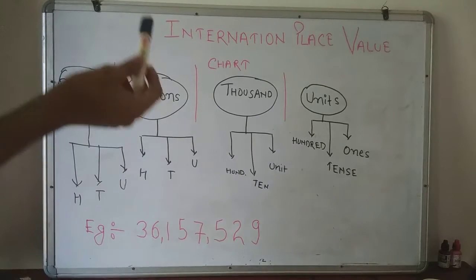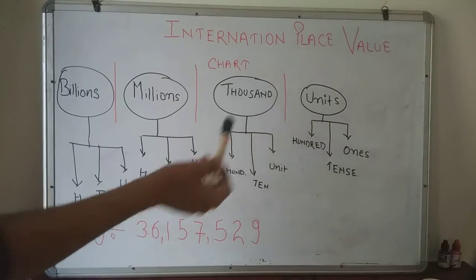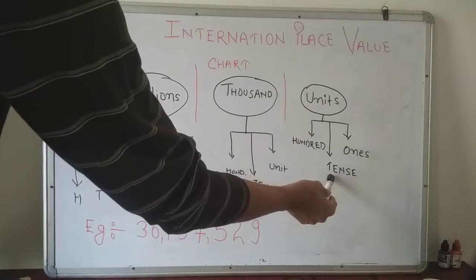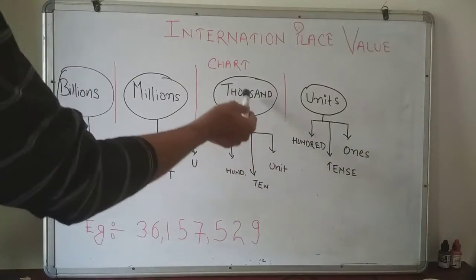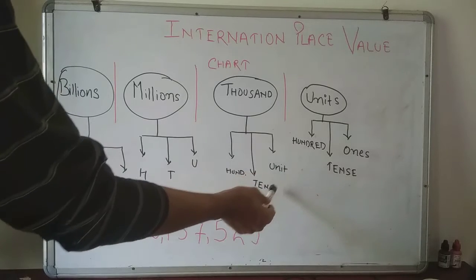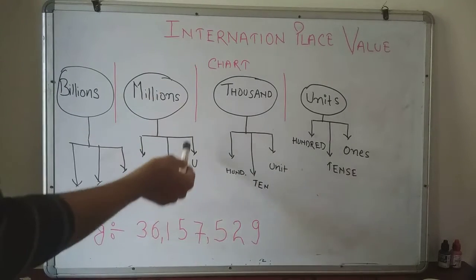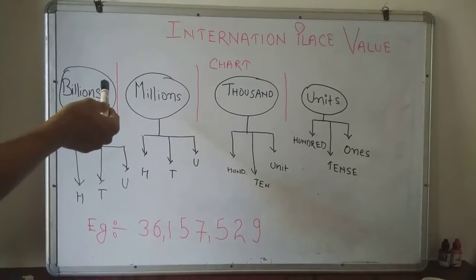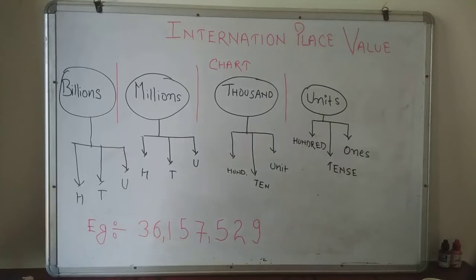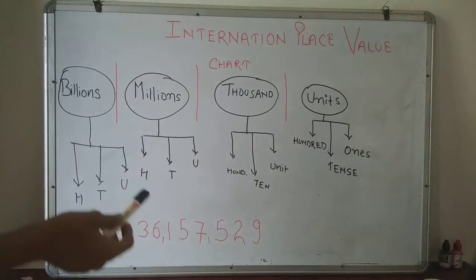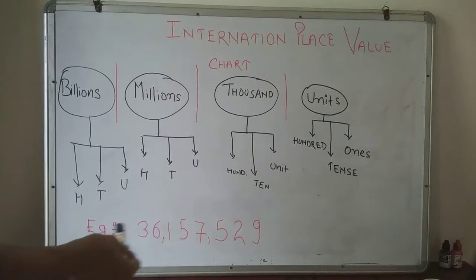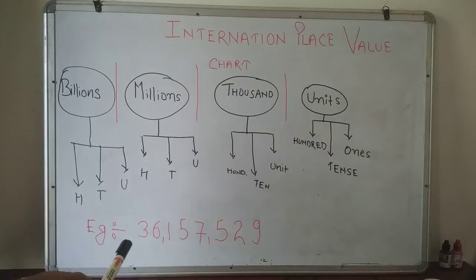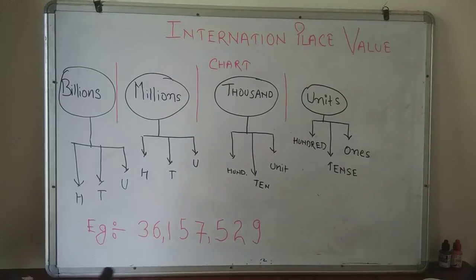Also note that in the international place value chart, each section has three parts. You can see easily that unit has three parts called ones, tens, hundreds. Similarly, thousand has three parts called units, tens, hundreds. Similarly, millions have three parts called units, tens and hundreds. Billions also have three parts, units, tens and hundreds. So with the help of this chart, we can easily write the numeral in number form as well as in proper word form.